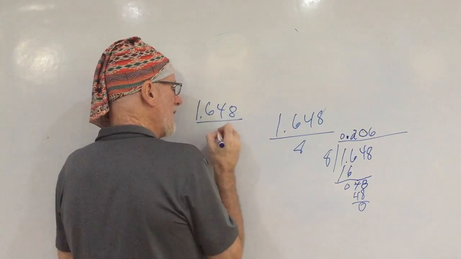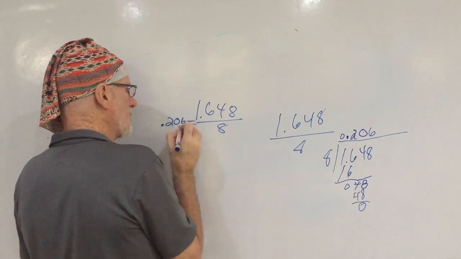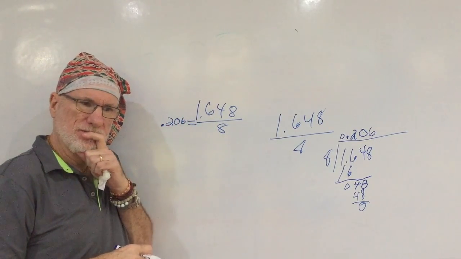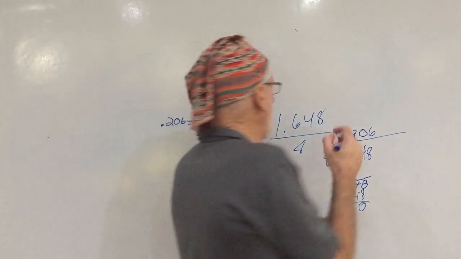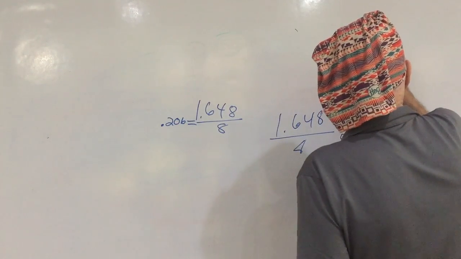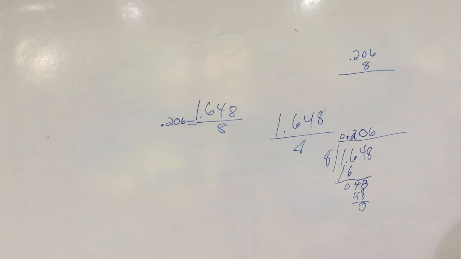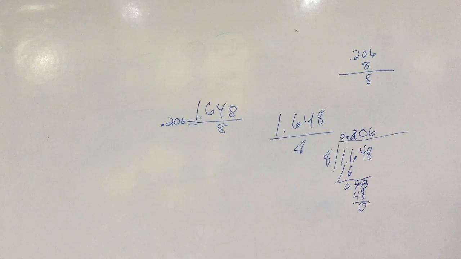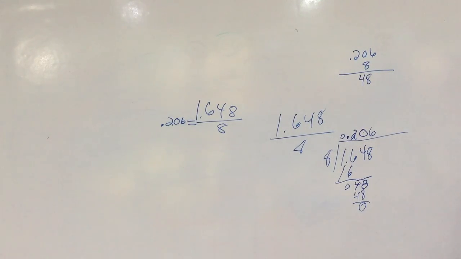So 1.648 divided by 8 equals 0.206, right? Now, how would you find out if that's correct? You multiply 0.206 by 8. Let's do that. 8 times 6 is 48. 8 times 0 is 0, plus 4 is 4. And then 8 times 2 is 16.